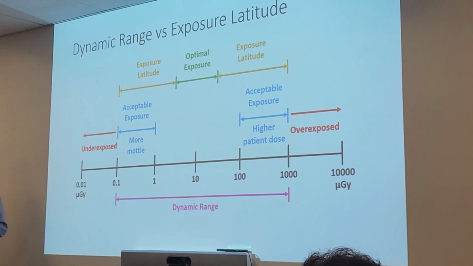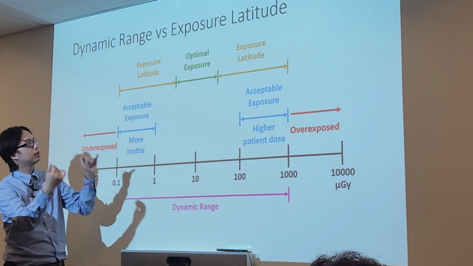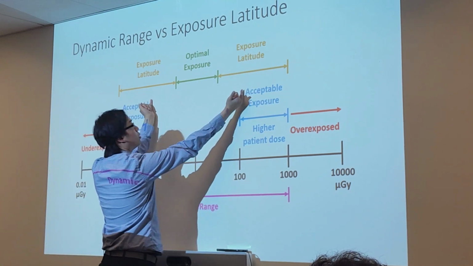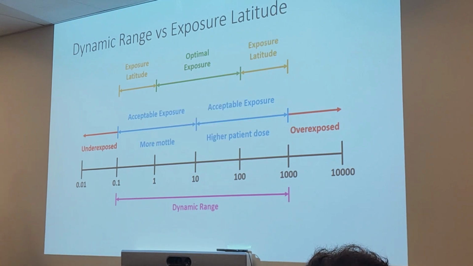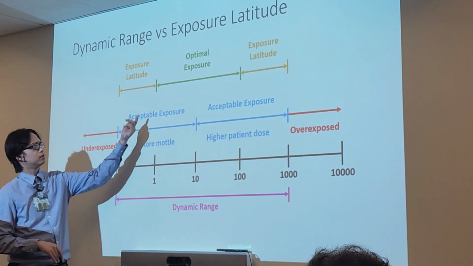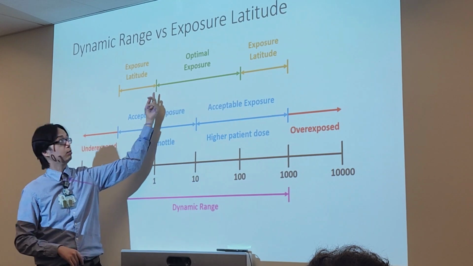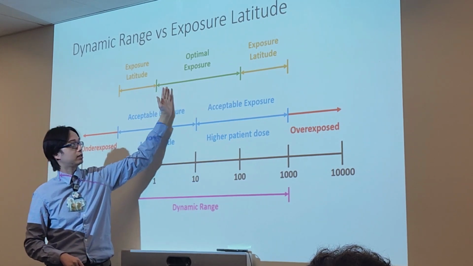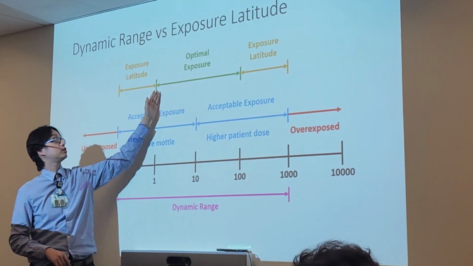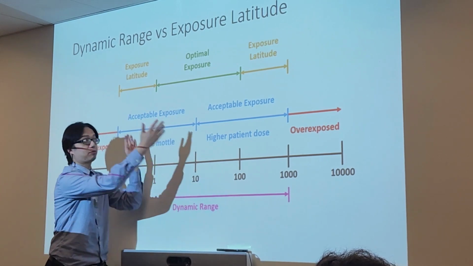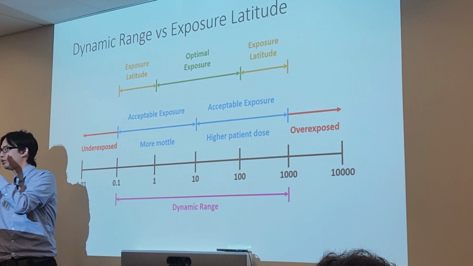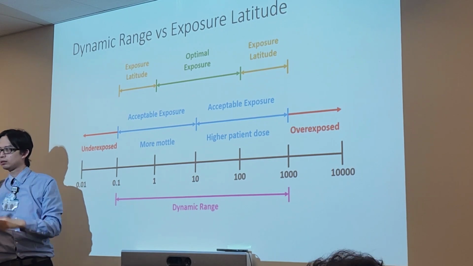Now, if for example my optimal exposure needed more dosage, so let's say my image needed X-rays from here to here to create a good image, then my exposure latitude has shrunk. I'm using up more of the dynamic range for my image. I don't have as much freedom to move back and forth anymore.